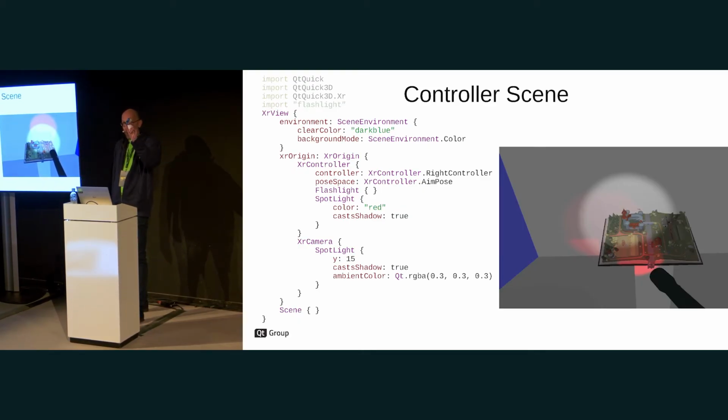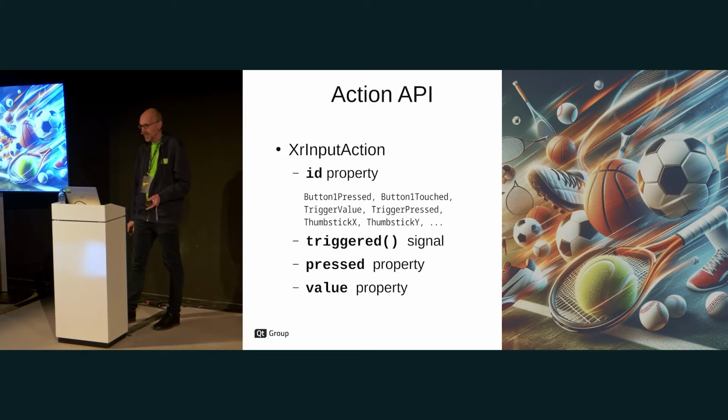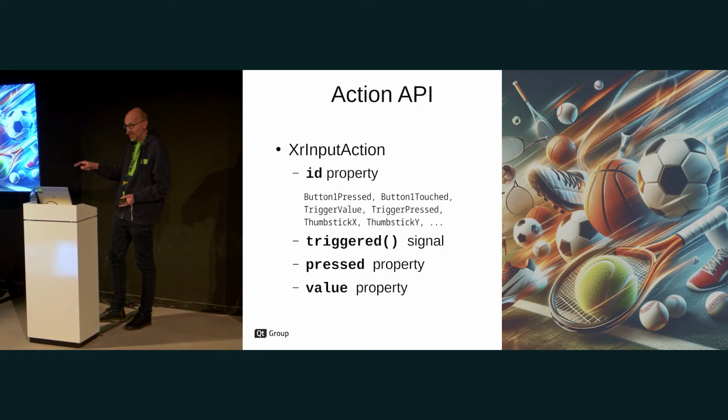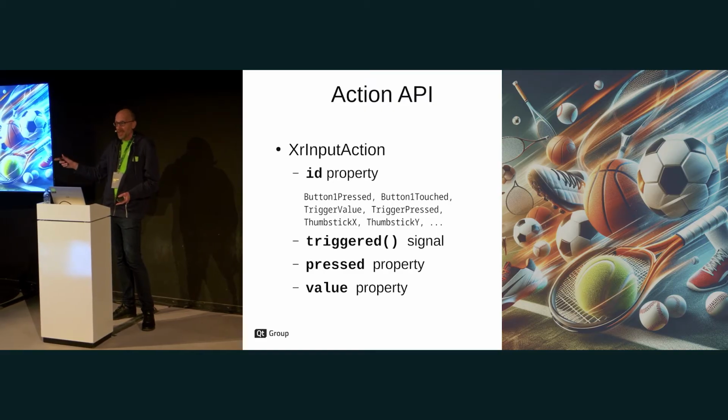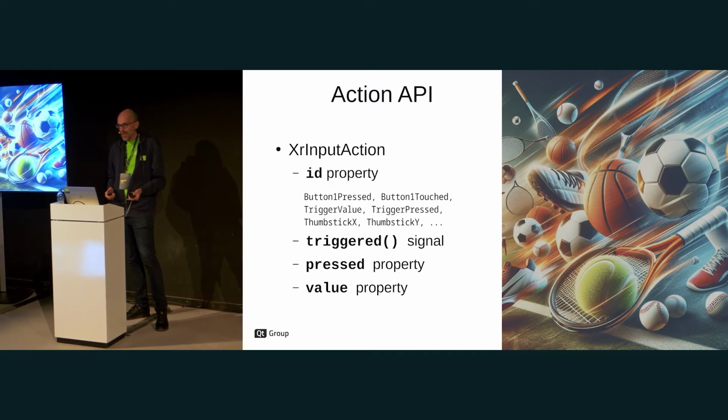But these controllers have lots of buttons and joysticks or whatever, and we want to react to them. So for that, we have the Action API. One type, it's an XR input action. For that, we have the action ID. Sorry, it says ID. I should have said action ID. Telling you what we are reacting to. Are we reacting to pressing a button? Are we reacting to the movement of the joystick or the trigger or whatever.